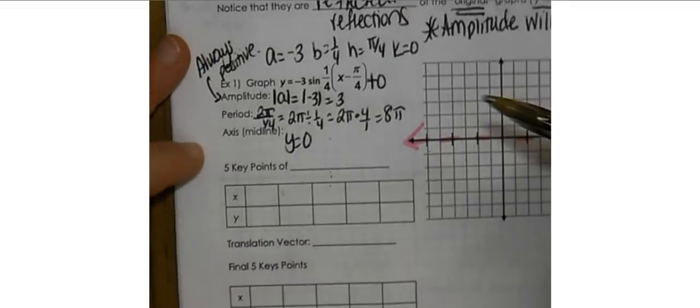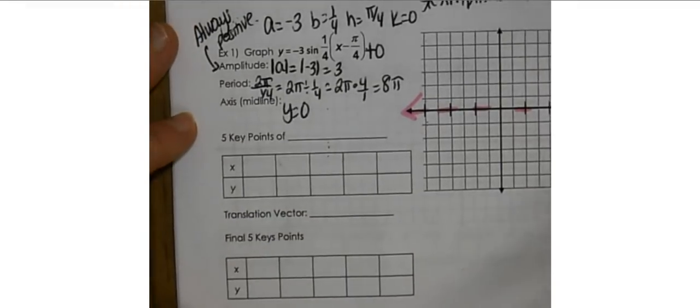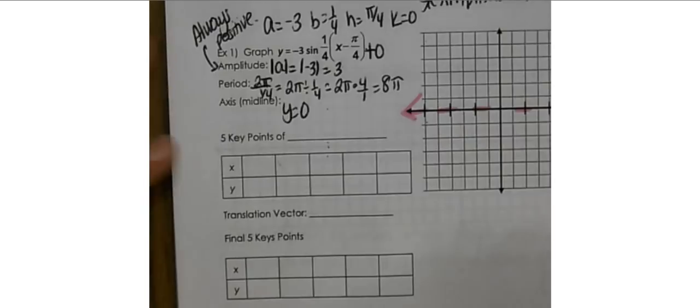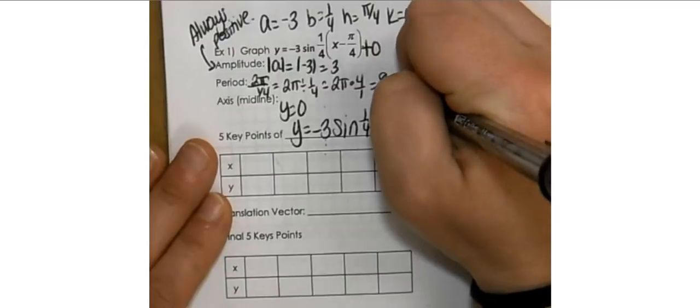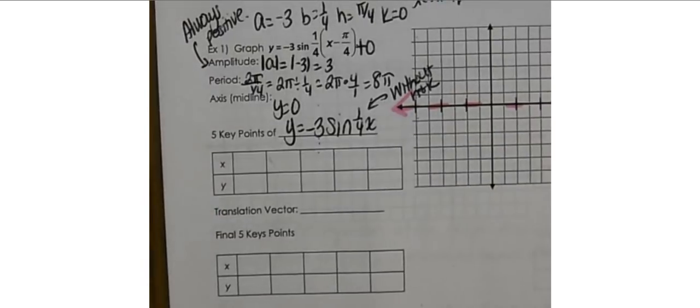Next, we need to identify the 5 key points of our basic function, and that basic function in this case is going to be your function without h and k. So that's y is equal to negative 3 times the sine of 1/4 x. So we always write this without h and k. And so these are going to represent my original x and y values that will help me when I incorporate my translation vector.